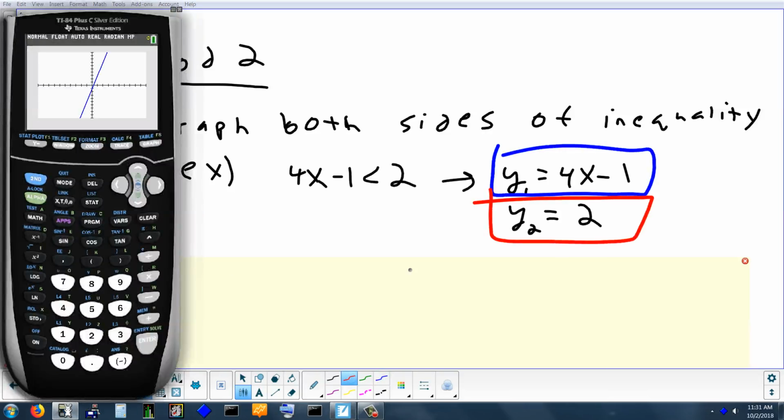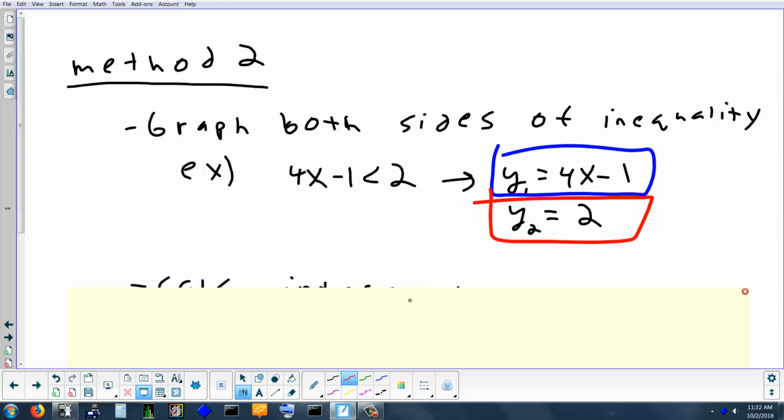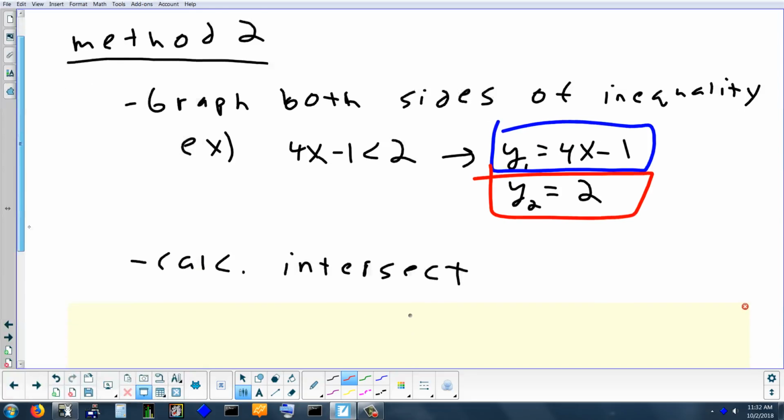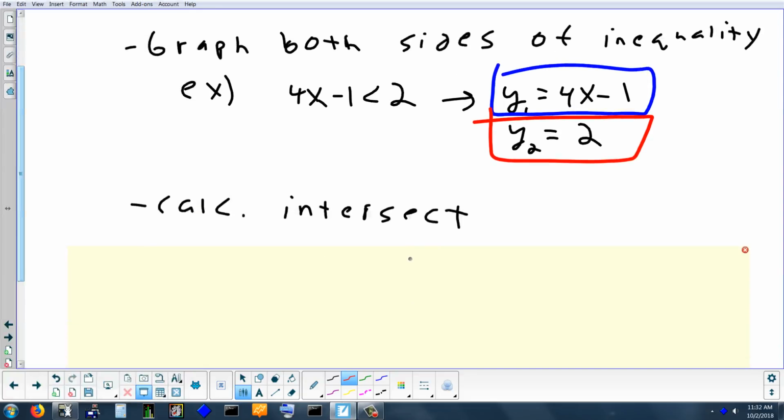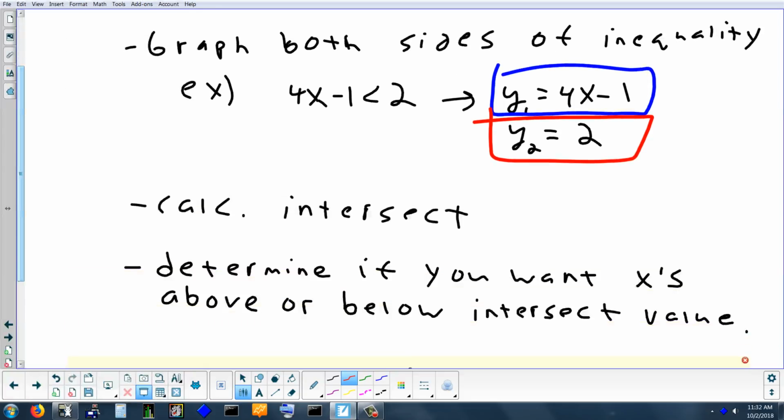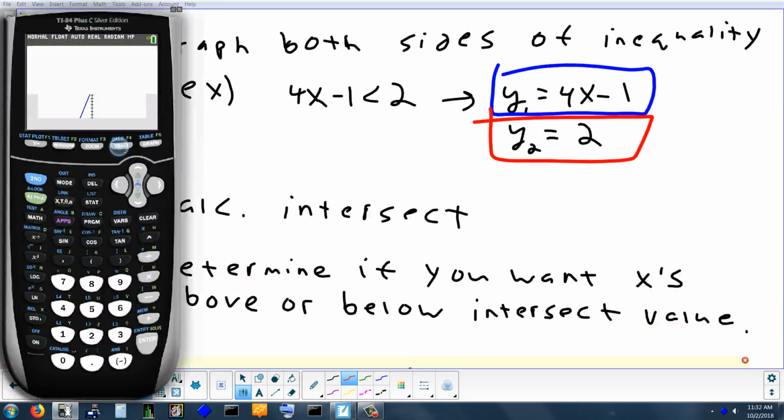There's the blue line. There's the red line. And now this time I'm not going to calculate a 0. What do you think I'm going to calculate this time? An intersection. So now calculate your intersection. And once you find that, decide, okay, do they want to know where I'm above or where I'm below? Just depends on the problem. This one, they want to know where the blue graph is below. Okay, so let's find the intersection first.